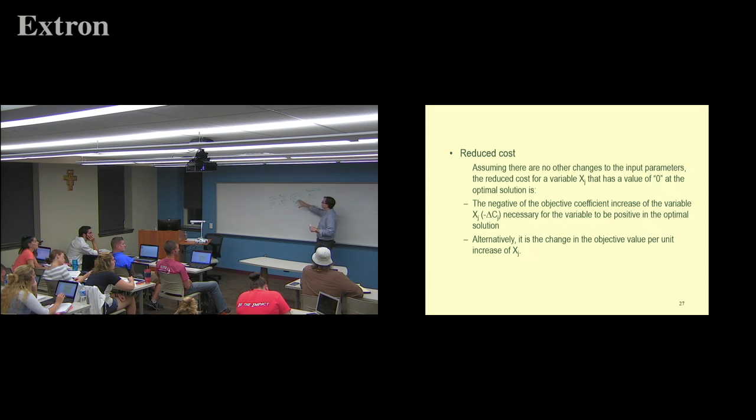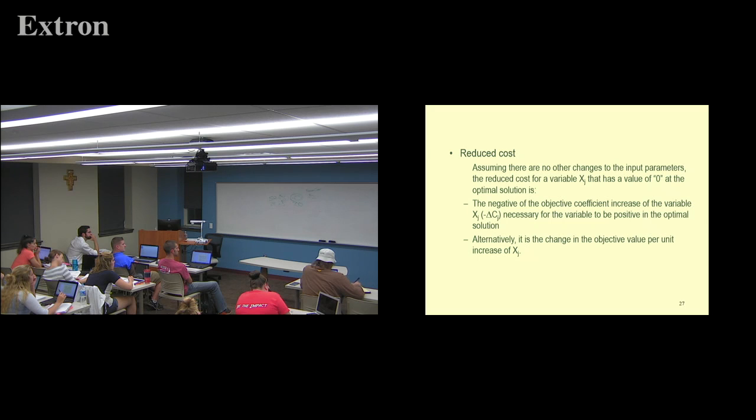For this to become profitable for me to make it in this mix, the coefficient would have to increase by the negative of the reduced cost, right? Which is, it'd have to go up to $10 or higher. If you think about it, it's like saying whatever goes in there, we have to reduce the cost of making those dozens by $2. So that's what that is saying.